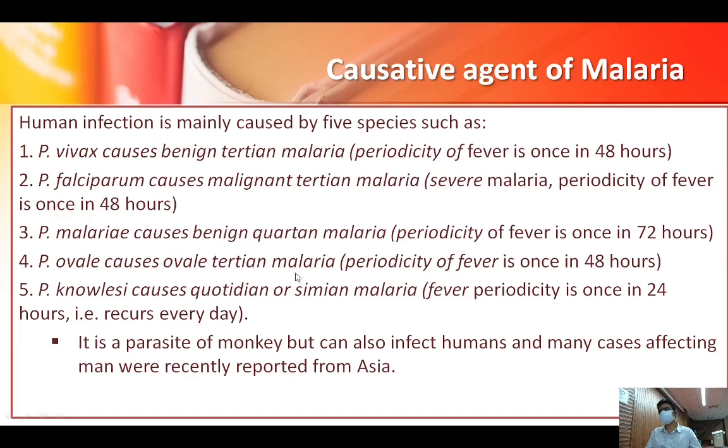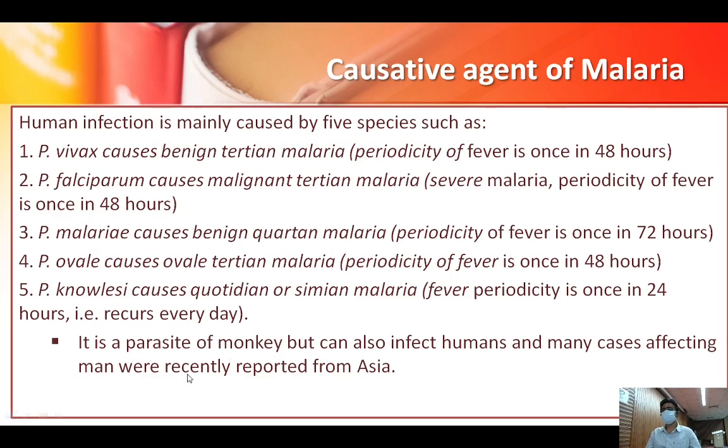Quartan because every fourth day, after a 3 day period, the fever recurs. So on the fourth day, the fever always occurs. And again, benign because usually it does not cause very severe disease. Then there is Plasmodium ovale, which causes ovale tertian malaria. Again, tertian means every third day the fever recurs.